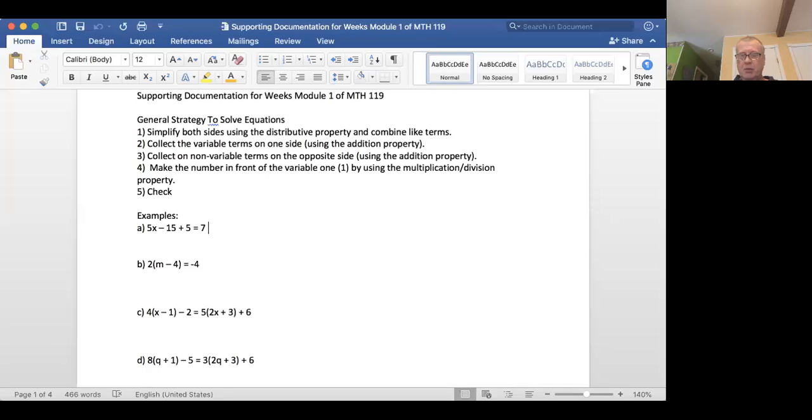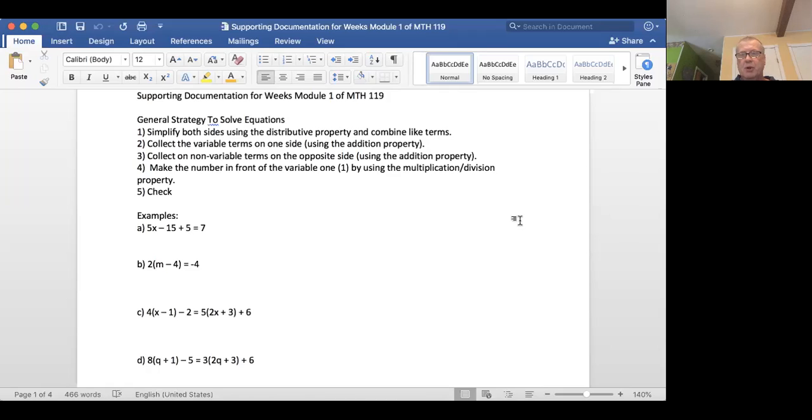This is a document that should be in your news items. It deals with all the documentation for Module 1, so we're going to refer back to this often in the next couple of weeks. Basically, there's a general strategy for solving equations. First, you simplify both sides by distributing and combining like terms. So you're going to have to know how to do that first.